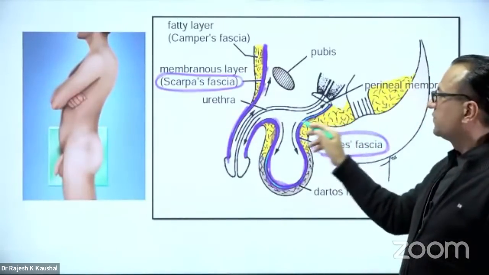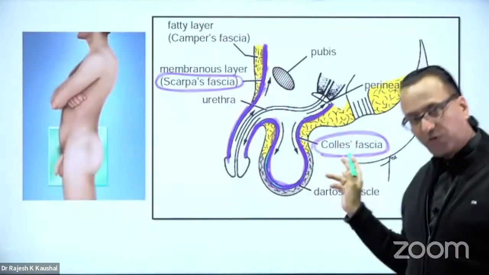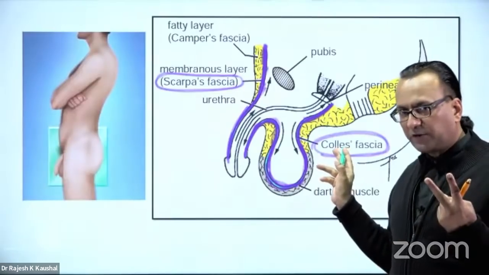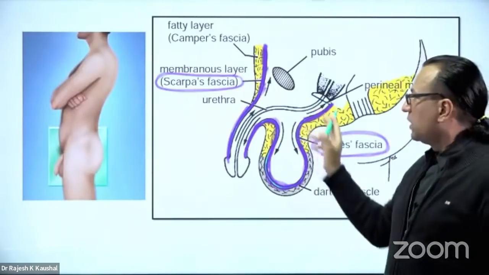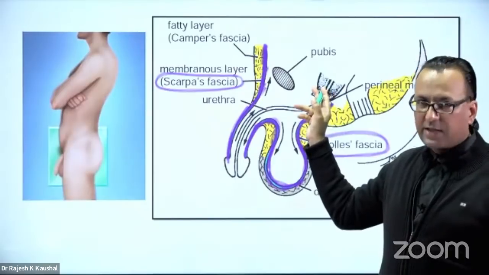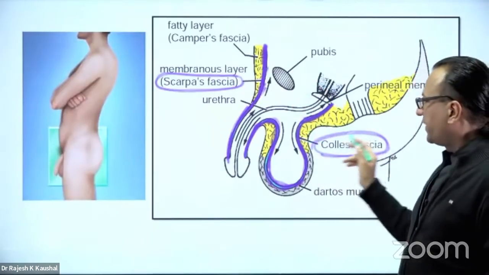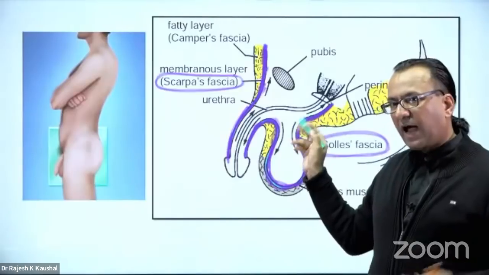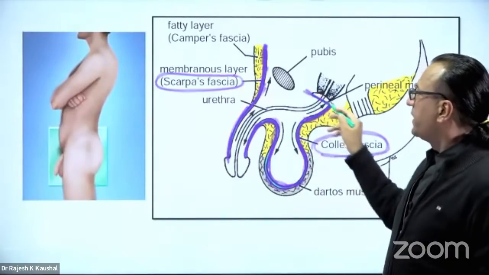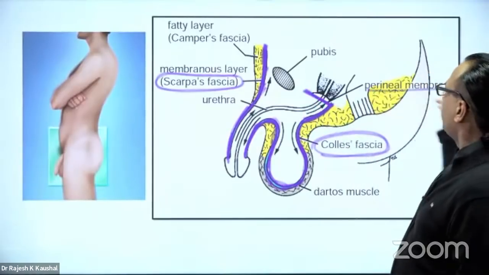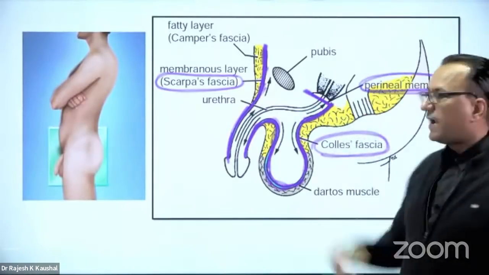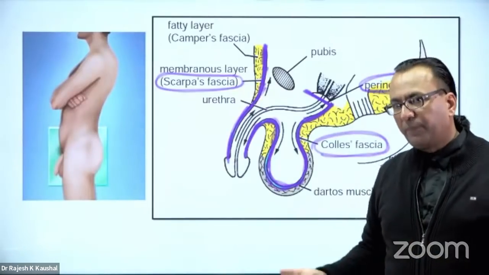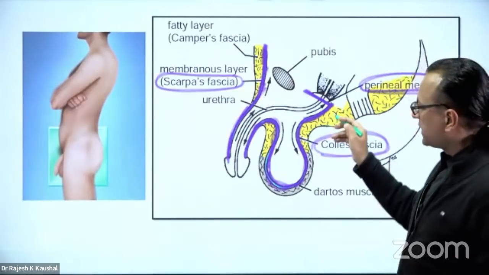And what is Colles fascia? Colles fascia is the floor of the superficial perineal pouch. There are two pouches we talk about in the perineum, the superficial pouch and the deep perineal pouch. So Colles fascia is the floor of the superficial perineal pouch, and then it will merge with the perineal membrane. The perineal membrane is the floor of the deep perineal pouch. That means there are two pouches, as we are telling.